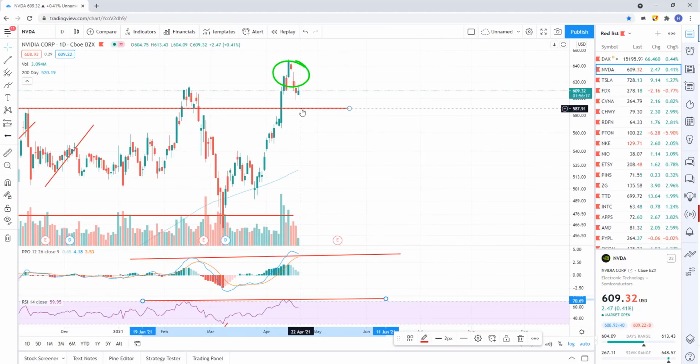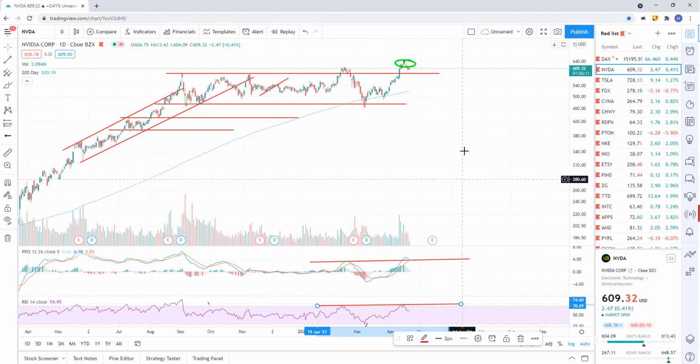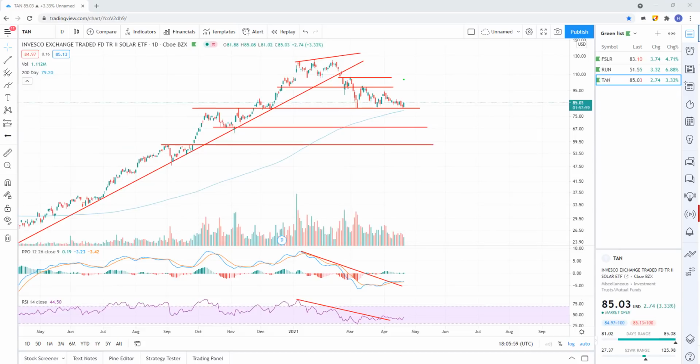You do have a breakout. I'd probably be looking to go long at this 588.30 area. That's all I see. I see momentum and price moving up. Okay, I don't see a whole lot else.